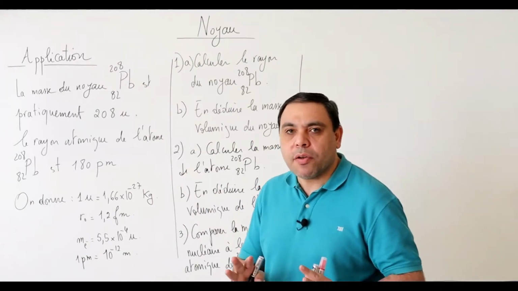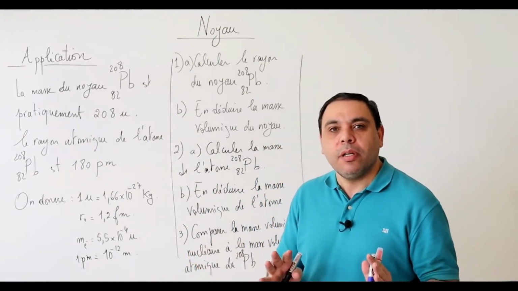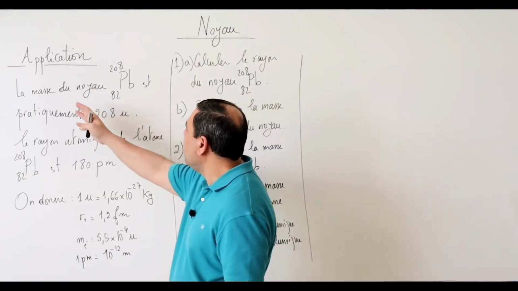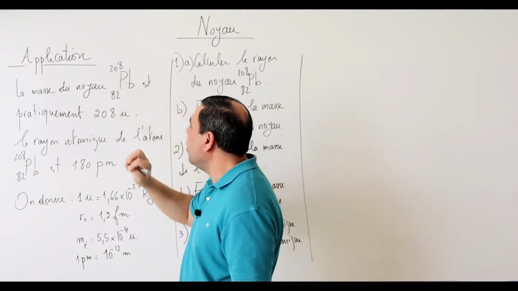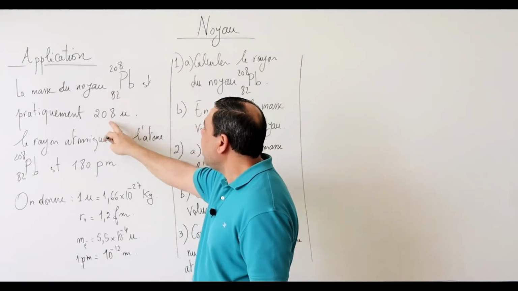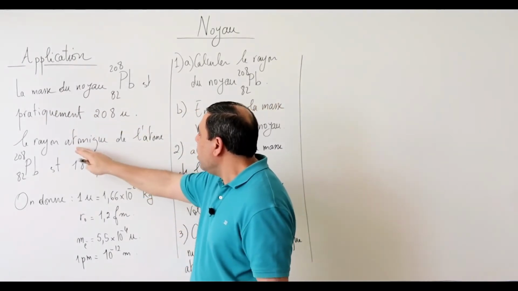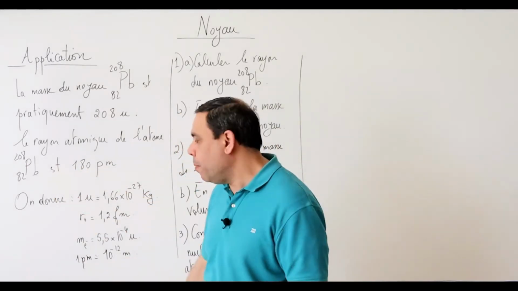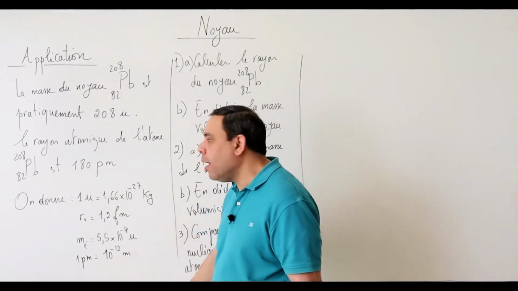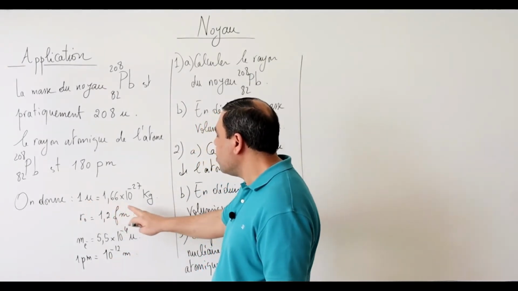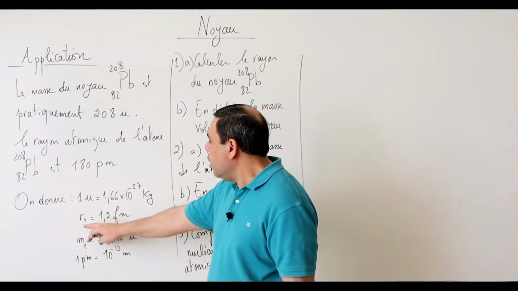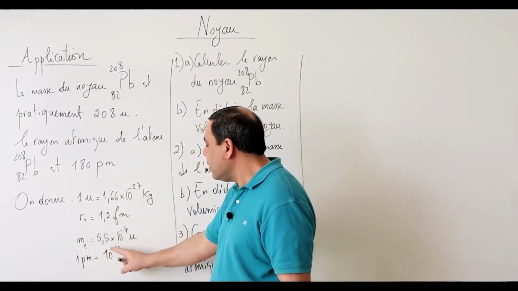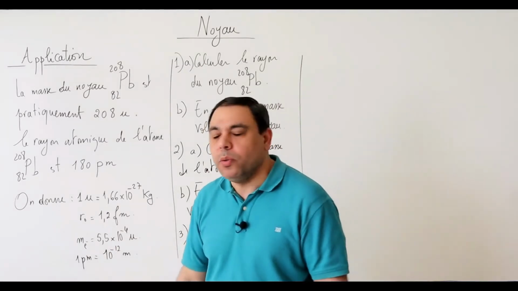Let's solve an application to know the difference between the density of a nucleus and the density of an atom. Consider the nucleus of lead 208, whose mass is approximately 208 U. The atomic radius of lead 208 is approximately 280 picometer. The picometer is 10 exponent minus 12 meters. 1 U equals 1.66 times 10 exponent minus 27 kilograms. R0 is the radius of one nucleon, 1.2 Fermi. The mass of an electron is 5.5 times 10 exponent minus 4 U.